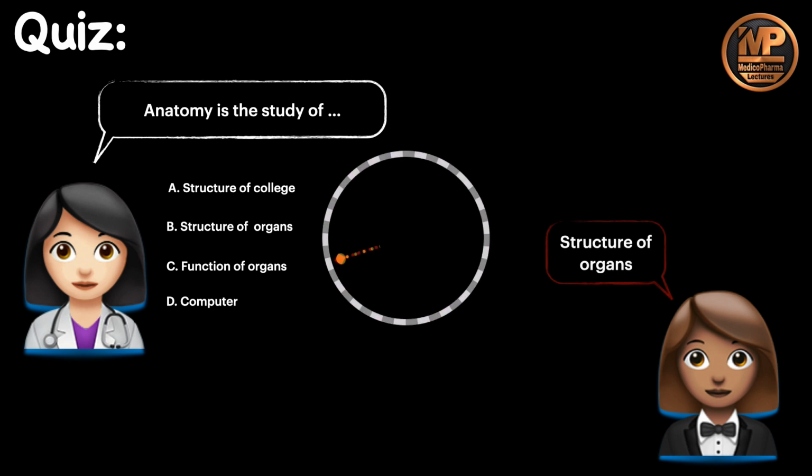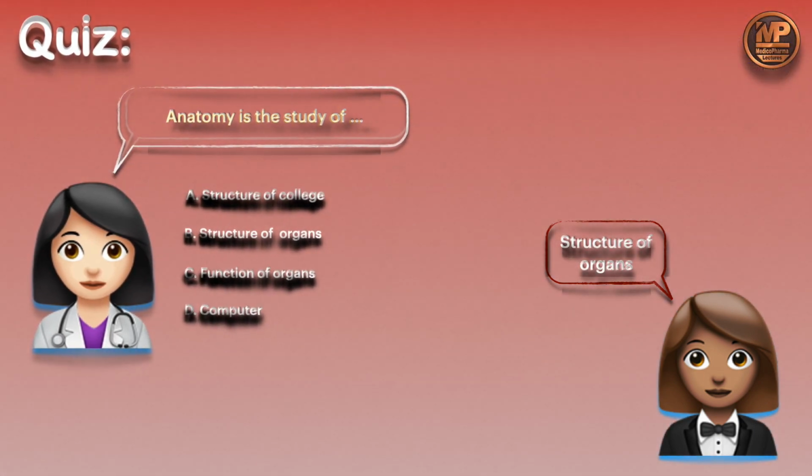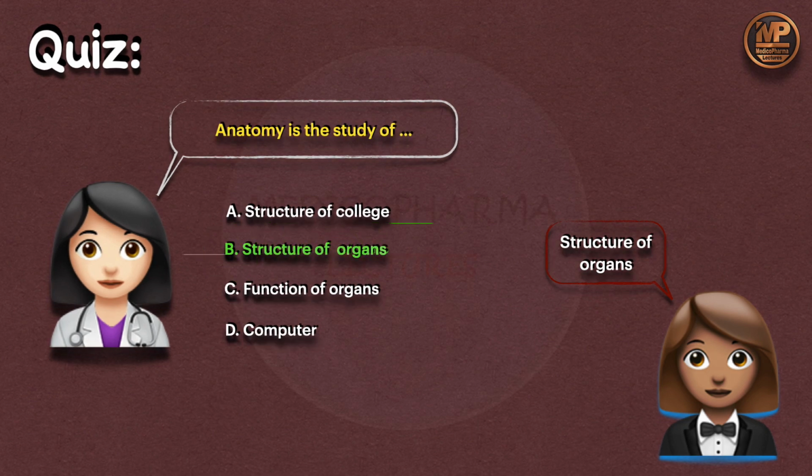My answer is option B, structure of organs. Alice has come with the answer. Okay, time's up. So guys, it's time to know the correct answer. The correct answer is option B, that is the structure of organs. Right? So anatomy is the study of the structure of organs.